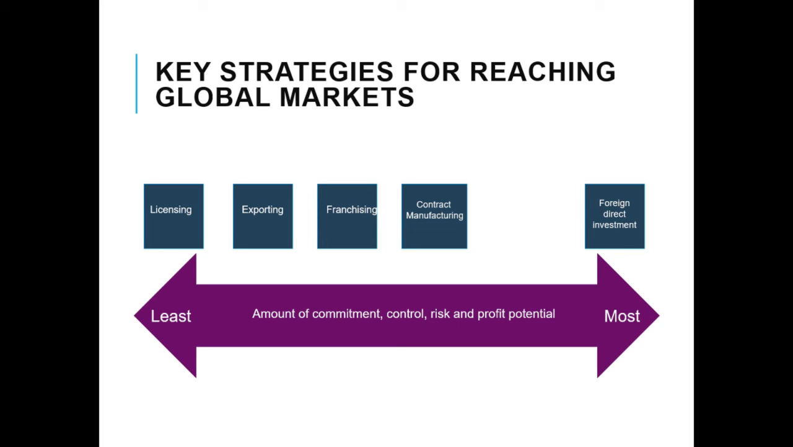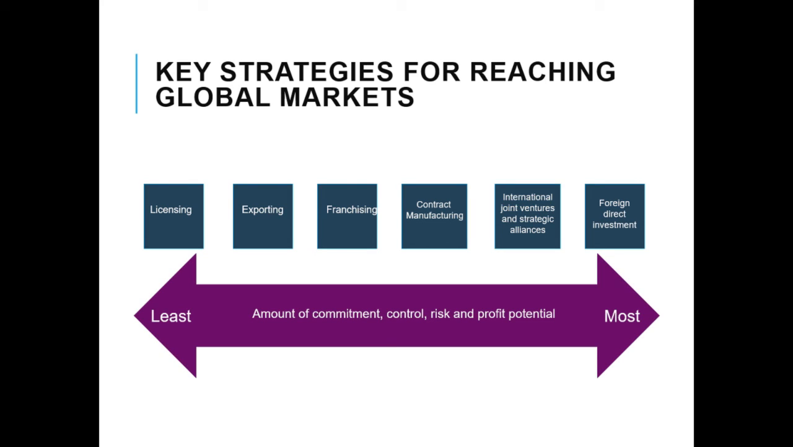Nike is an example of contract manufacturing. This is where a brand does not produce its own product. It instead outsources the manufacturing of its products and then adds its brand or trademark to it.